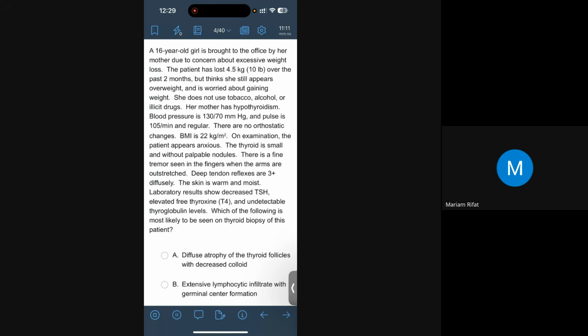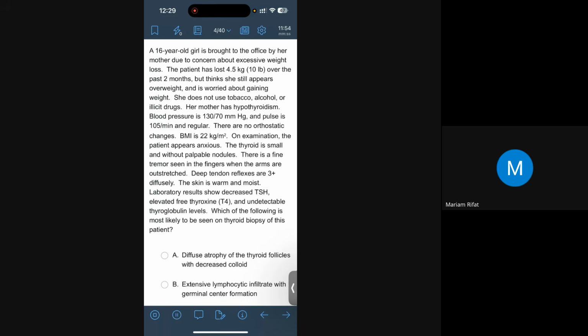A 16-year-old girl with excessive weight loss. She lost 4.5 kg, but thinks she still appears overweight. Okay, some kind of psychological issue here, and she is worried about gaining weight. She does not use tobacco, alcohol, or illicit drugs. Her mother has hypothyroidism. So most likely her mother is using some thyroid medication for her hypothyroidism, right?